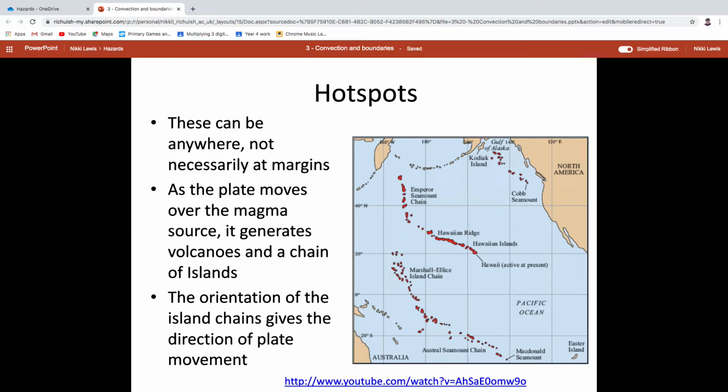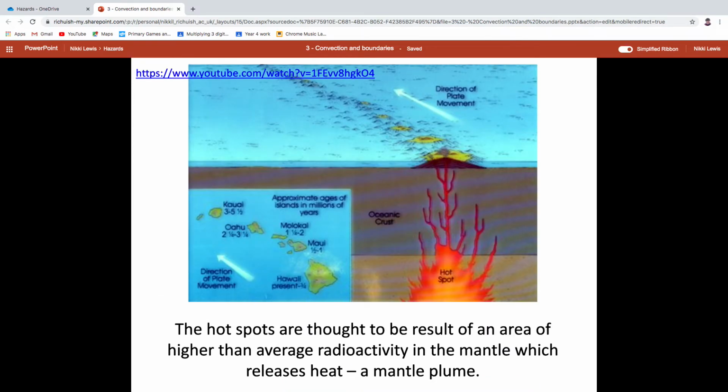Just remember, it's not essential for us to know why we get the hotspots. We just need to know that there are some parts of the mantle that are hotter. The hotspot stays still, the plate moves, and wherever is directly above the hotspot will be an active volcano. But as the plate keeps moving, the volcanoes kind of move away and they gradually become dormant.